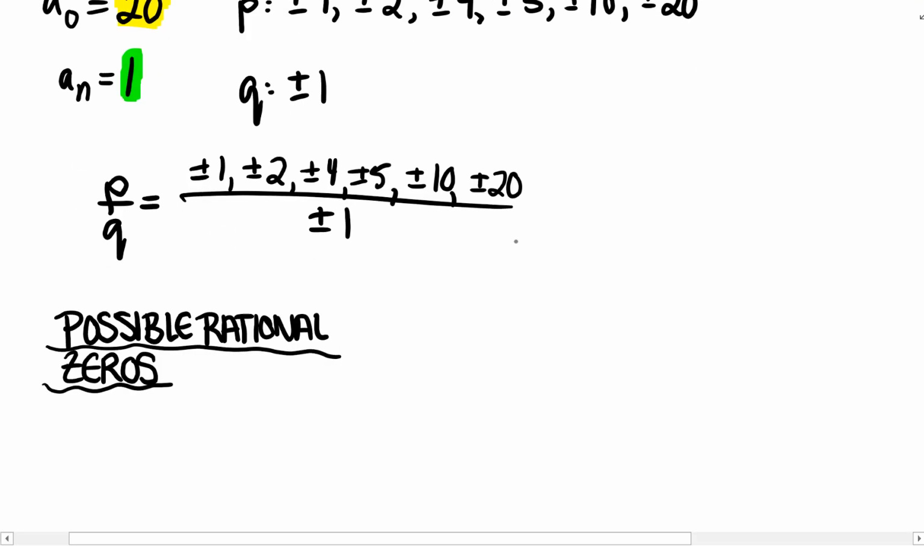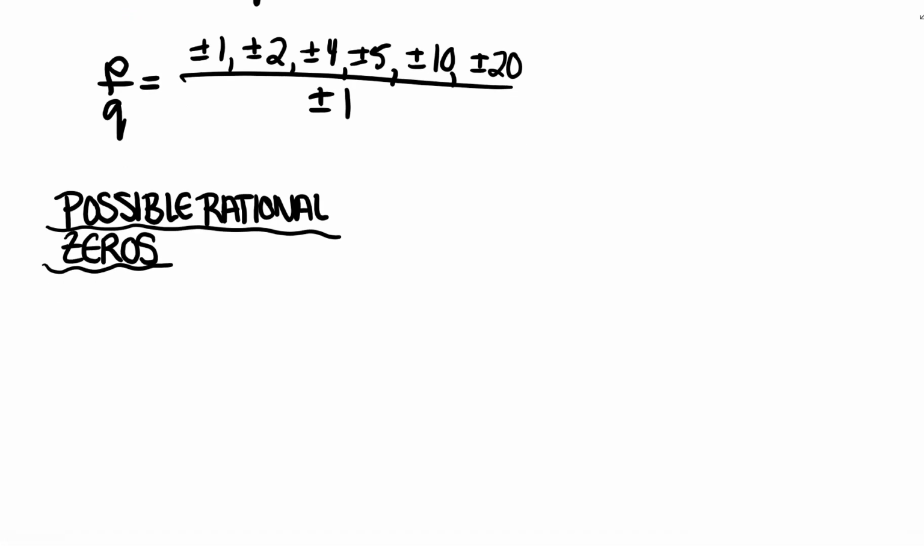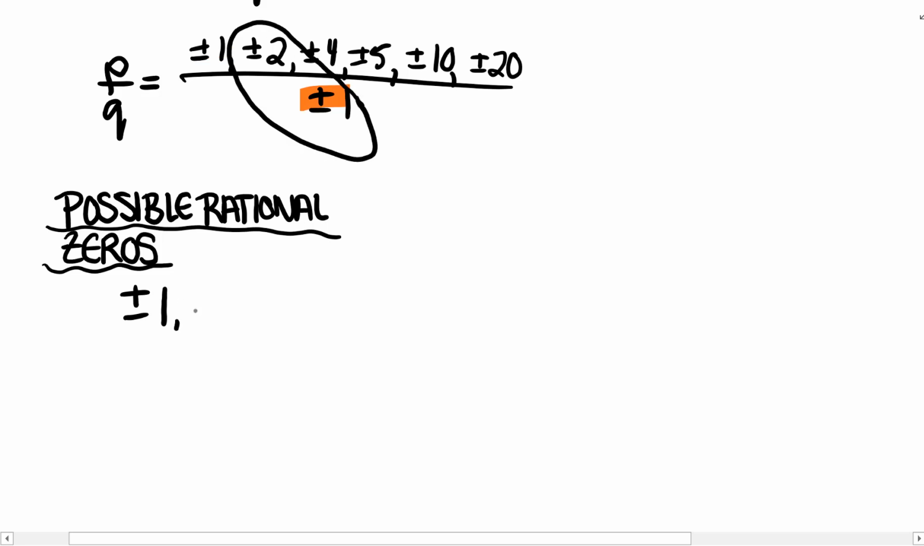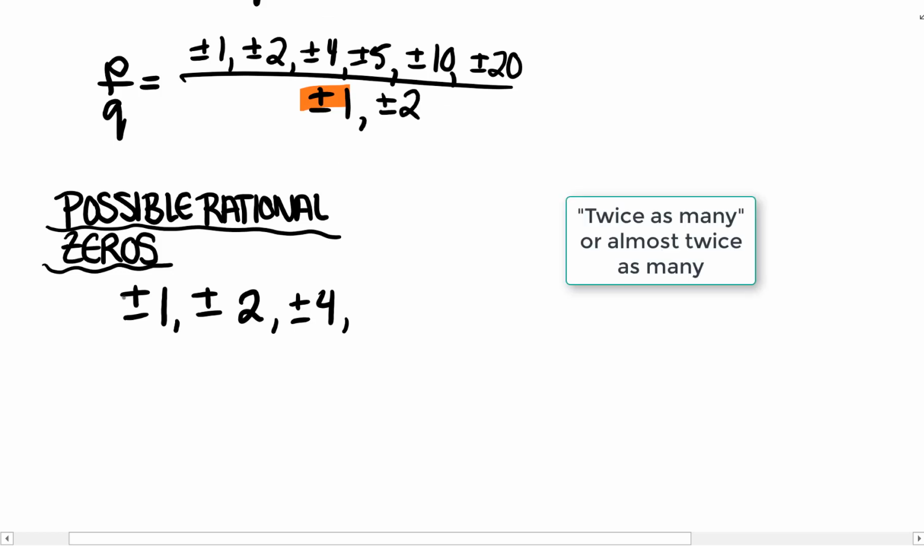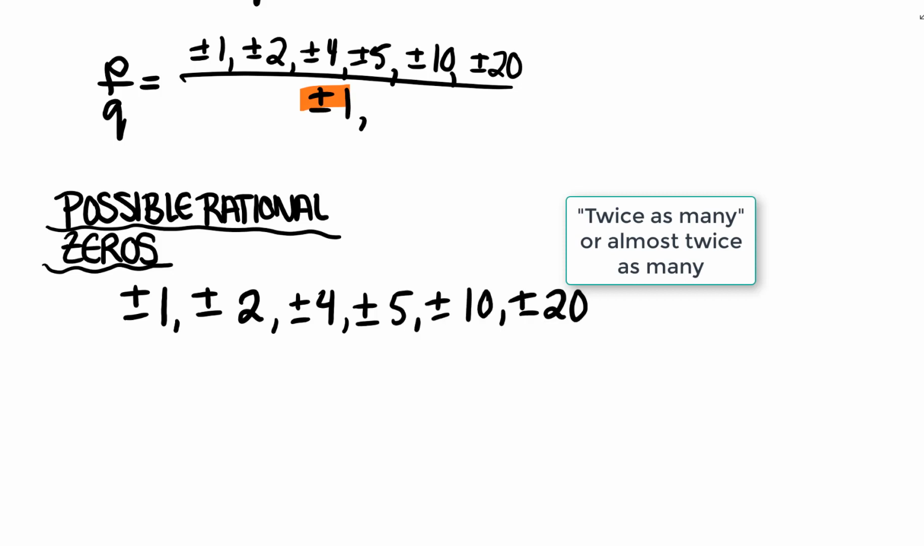So possible rational zeros are in the form of each p over each possible q. So plus or minus 1 divided by plus or minus 1 is plus or minus 1. Plus or minus 2 divided by plus or minus 1, plus or minus 4 divided by plus or minus 1. And you may start to see the pattern here. But if there was another factor in the denominator, that would give you twice as many p over q options. So we found the possible rational zeros.